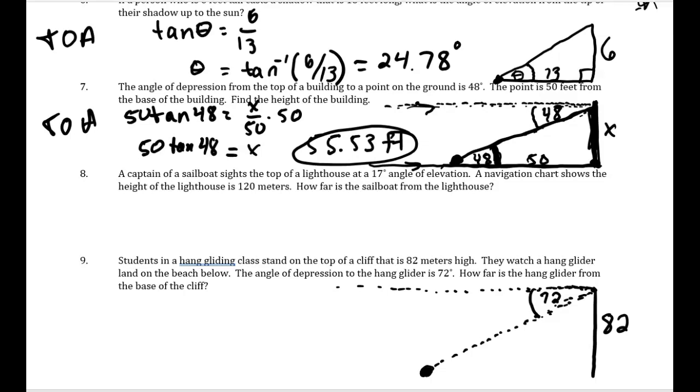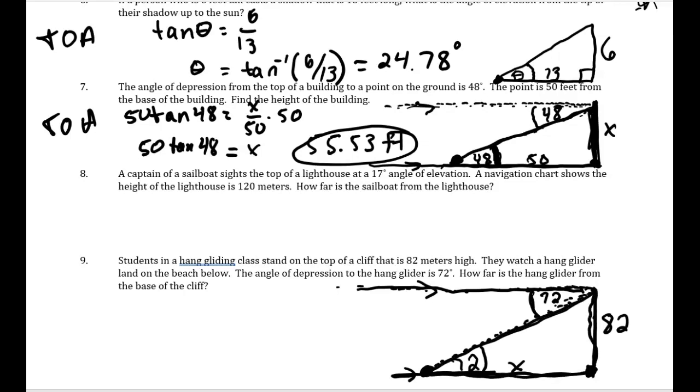So here is our hang glider again. Here's the base of the cliff. We are then looking to see how far away the hang glider is from the base of the cliff. So that's our variable. Again, here's the horizontal line on top, horizontal line on the bottom. These would have to be parallel. That makes this angle and this angle alternate interior angles, and we know alternate interior angles are congruent. So now we can just talk about this triangle where we have our x, our 82, and then that angle.